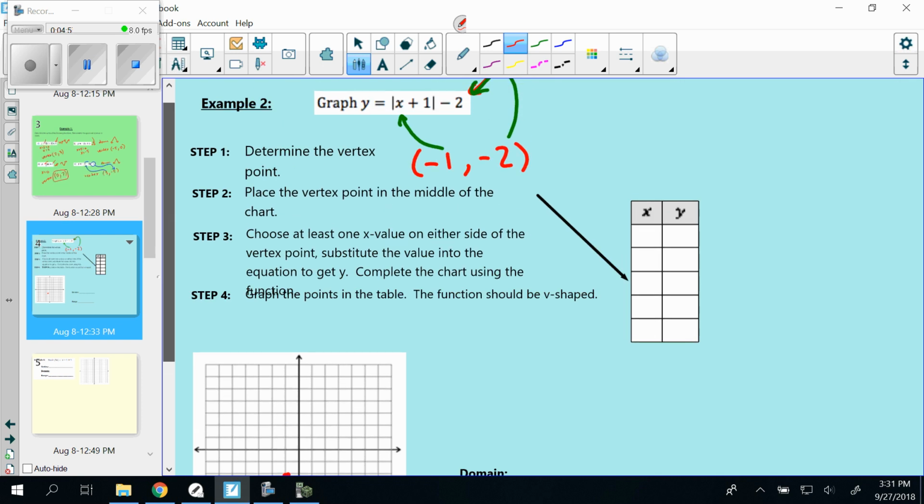From before, it's positive in front, so this one's going to open up. So when we're done, we should see a V shape like this. Okay, now we'll give you some ways you can get the rest of the graph. One is to graph and get some other points.